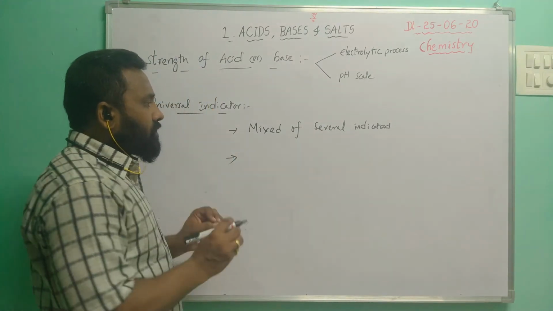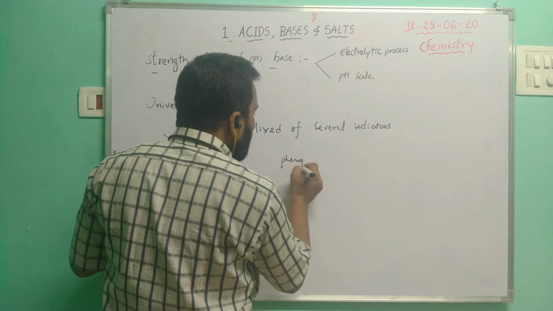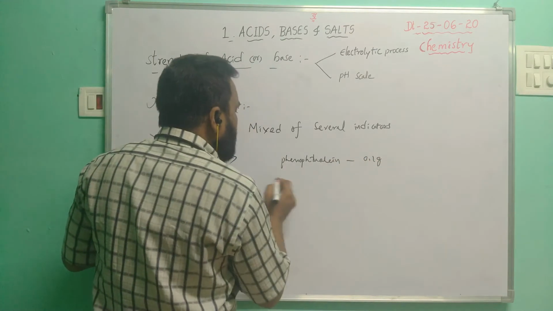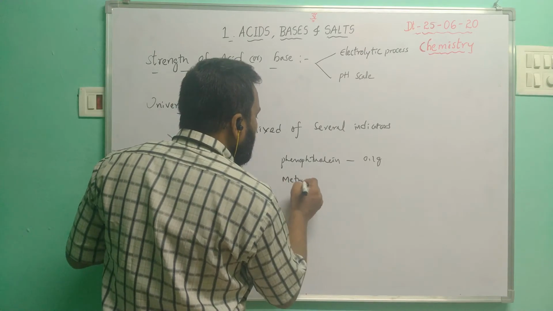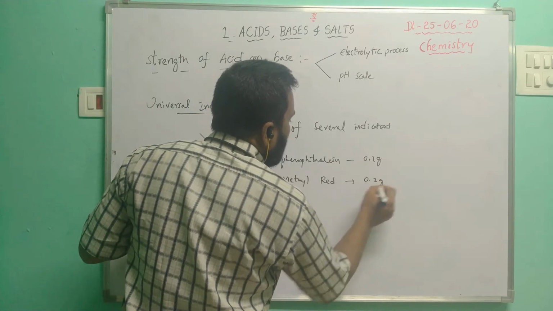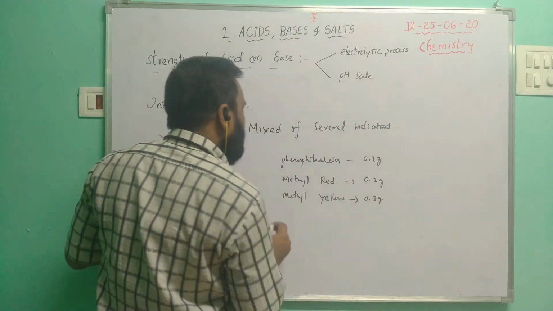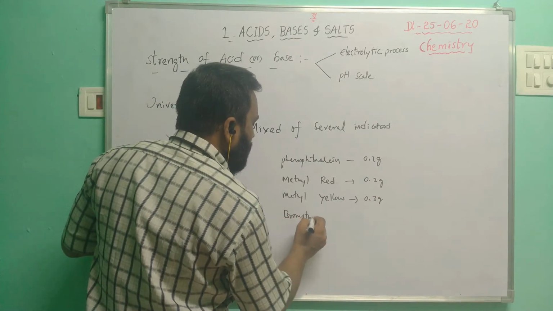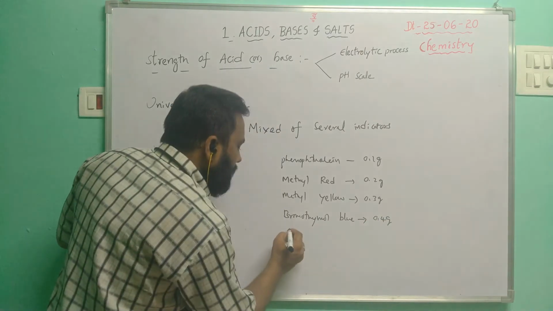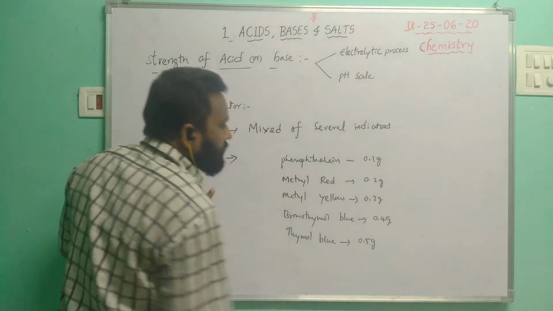The universal indicator is a mixture of mostly five different indicators: phenolphthalein 0.1 gram, methyl red 0.2 gram, methyl yellow 0.3 gram, bromothymol blue 0.4 gram, and thymol blue 0.5 grams.